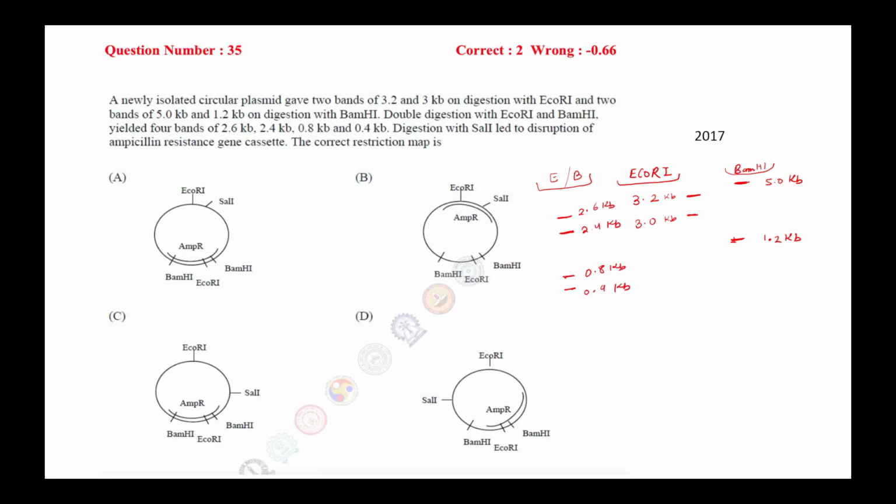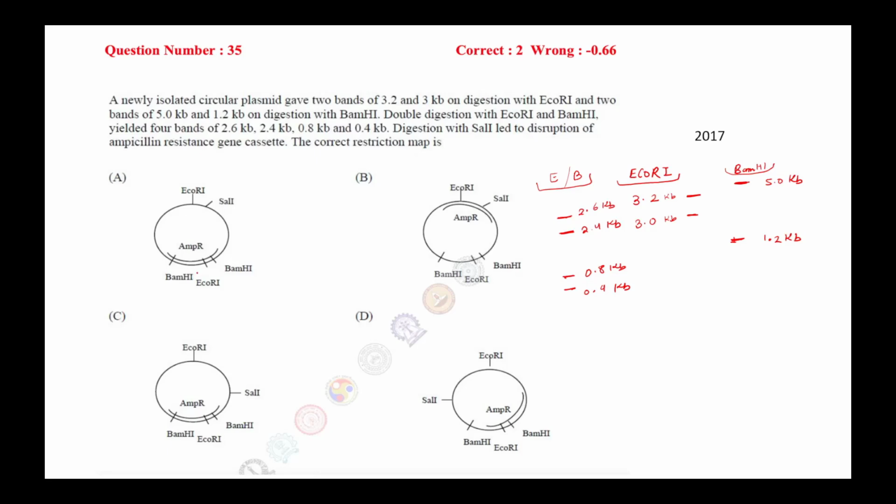And the digestion with SalI leads to disruption of the ampicillin resistance gene cassette. So the correct restriction map is, if I tell you very simply, this question can be solved very easily, no need to look at all this data. The very first thing you are supposed to see is where the SalI restriction site is located. They are saying that SalI digestion is disrupting the ampicillin resistance gene cassette. That means the SalI restriction site is present within the ampicillin resistance gene cassette. That's why it is getting disrupted upon restriction digestion with SalI.